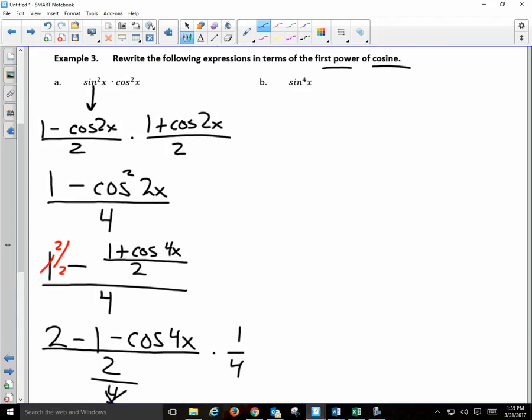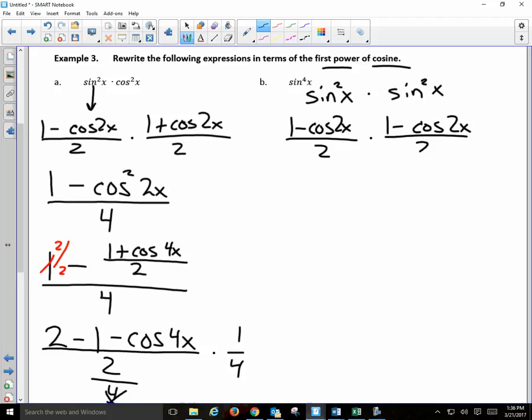Okay, so let's do another one. Sine to the 4th. Now what? Very good. B. Rhodey sees it. Sine squared of x times sine squared of x. Now we substitute 1 minus cosine of 2x over 2 times 1 minus cosine of 2x over 2.